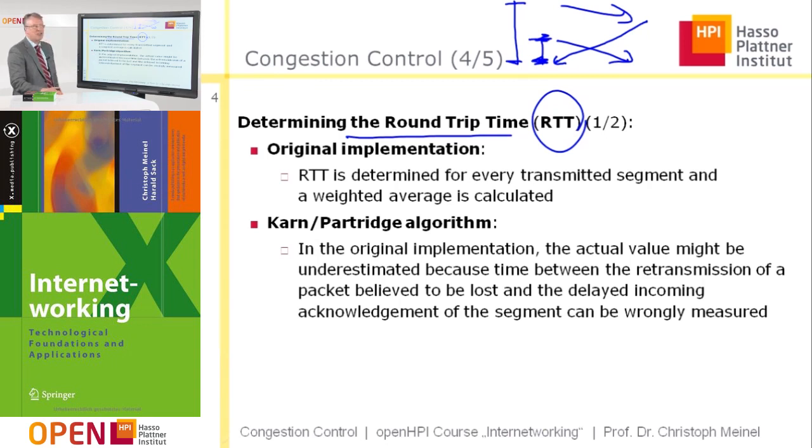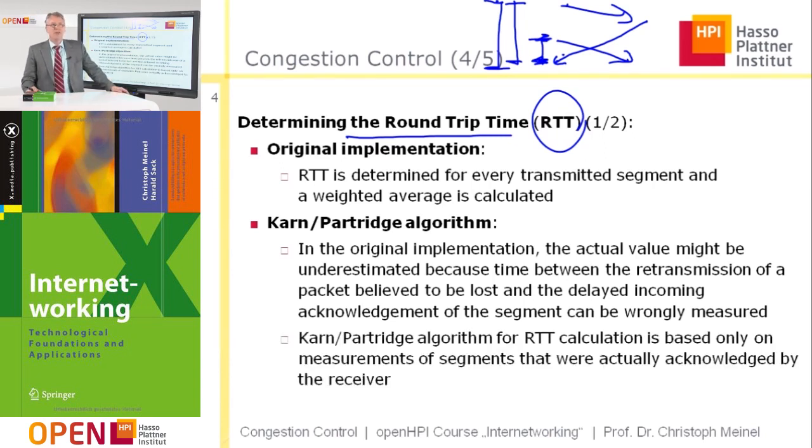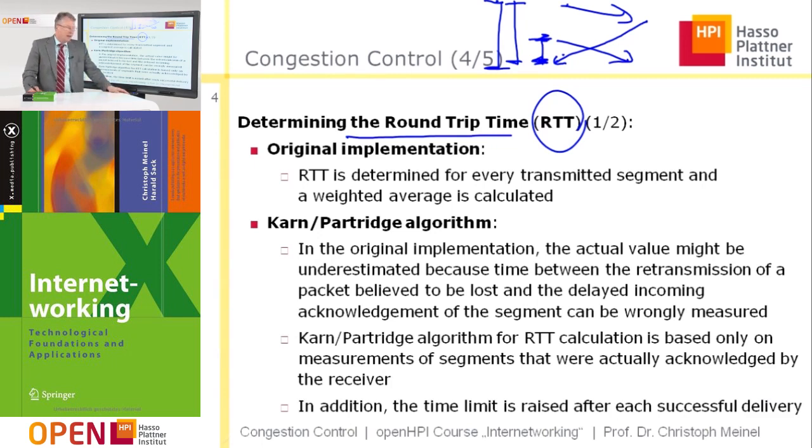So Partridge repaired this situation in the way that in their algorithm, only the time between sending a message and the right acknowledgement is taken into the computation for the round-trip time. So the calculation is based only on the measurements of segments that were actually acknowledged by the receiver. In addition, the time limit is raised after each successful delivery, although this is a little bit from the experience and the observation of everyday experience.